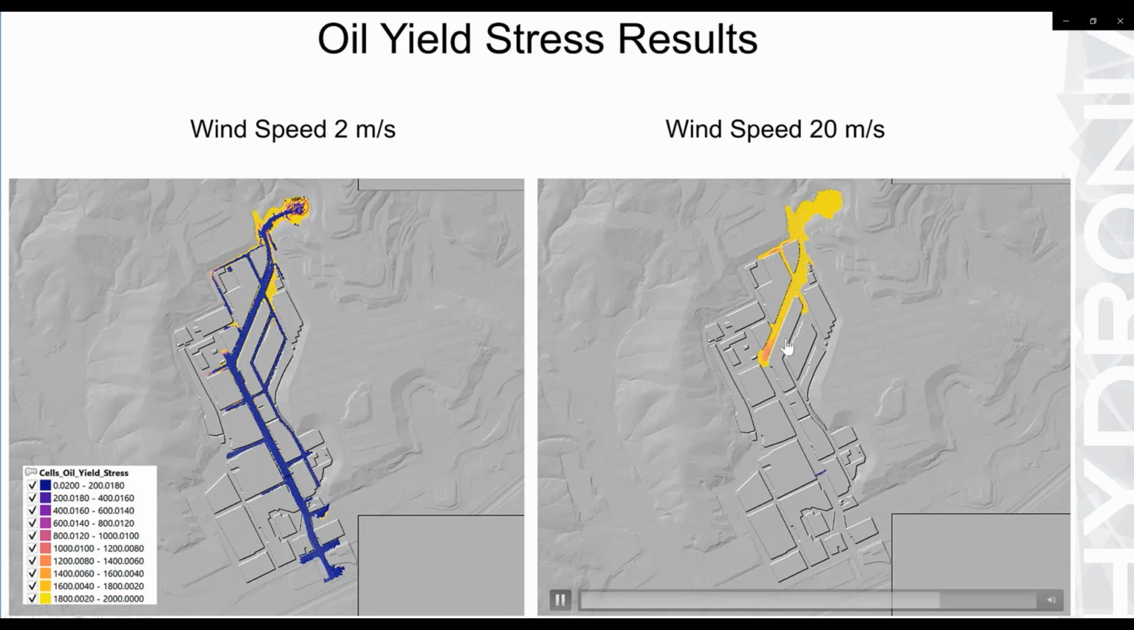You see how the yield stress increases? Let me repeat it. On the boundary, you have a higher cooling, and then it's sufficient to stop the oil because of the very, very high yield stresses. So at the end, everything is so viscous and the yield stress is so high that the oil stopped.